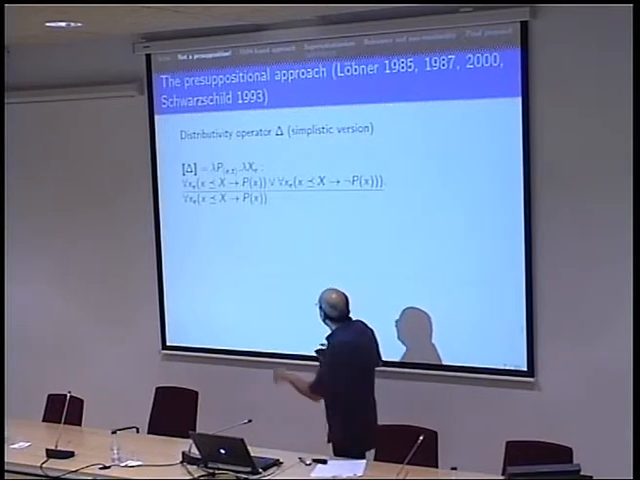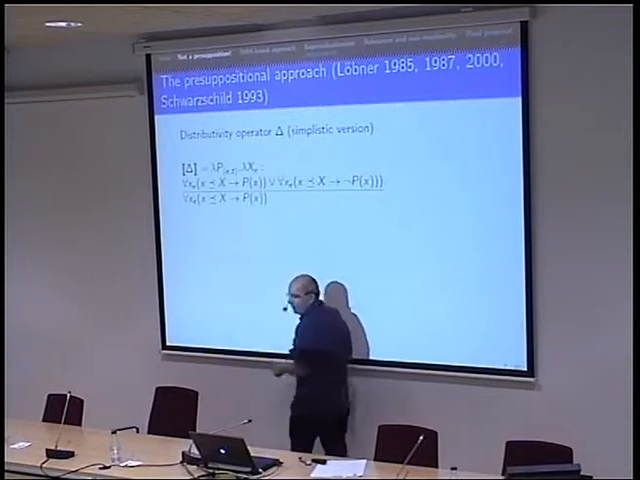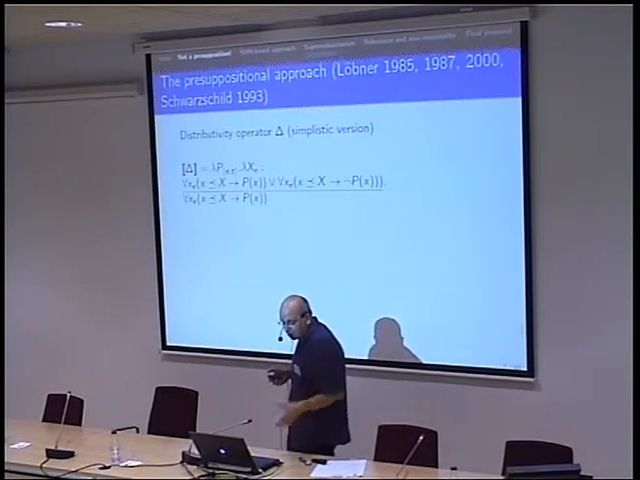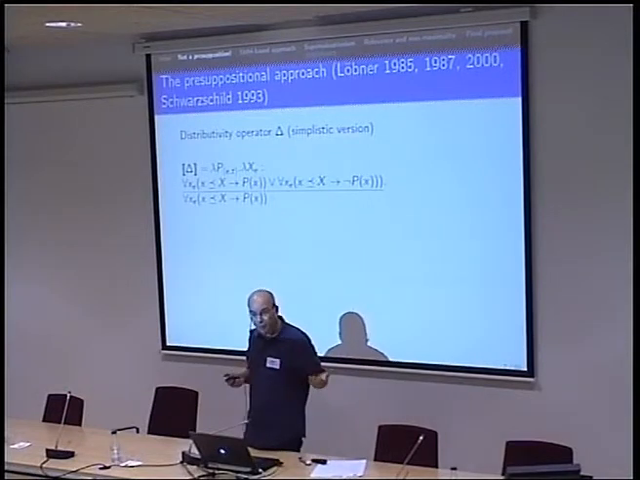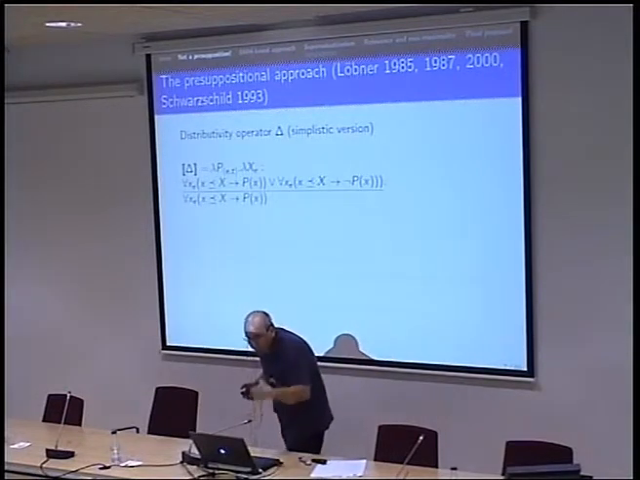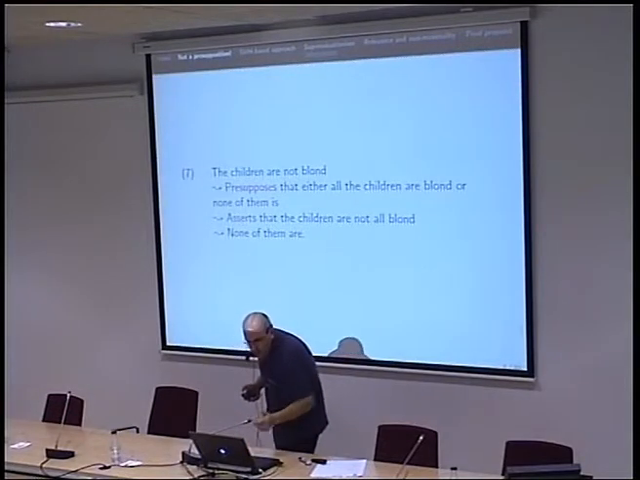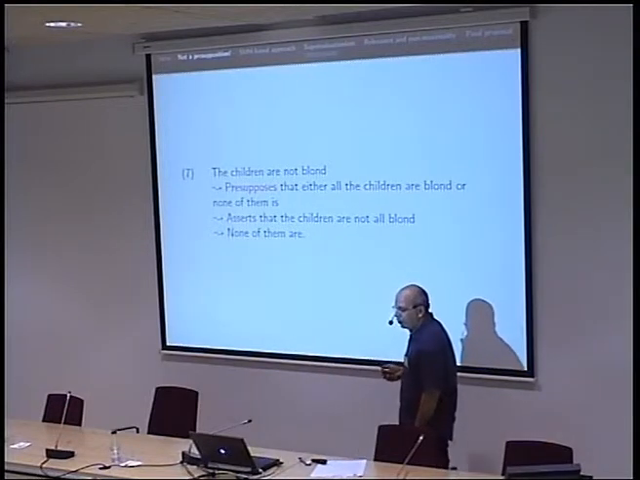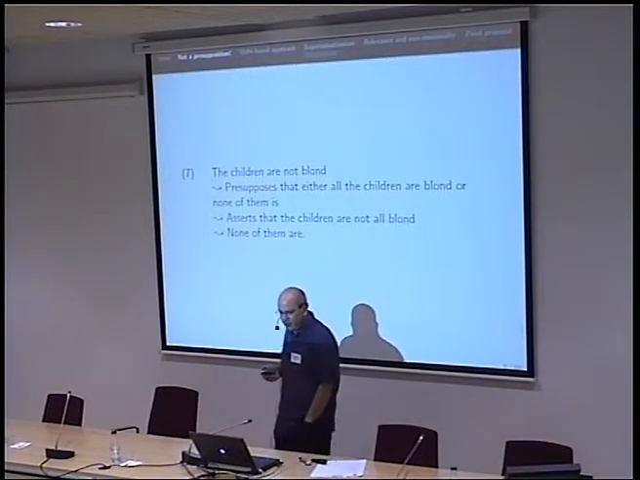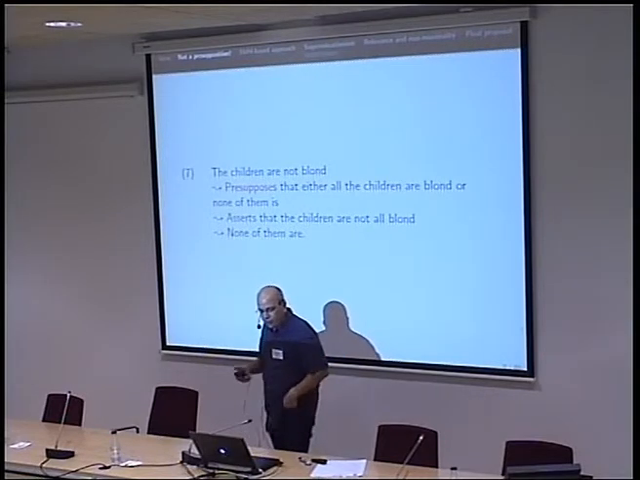Well, okay. So it's true if every member, every part of X, has the property P, but before that you have this presupposition that either every part of X has the property P or no part of X has the property P. So that's basically the same story. And so for "the children are not blonde," this presupposes that either all of the children are blonde or none of them is. It asserts that the children are not all blonde, and these two things together give you that none of them are.